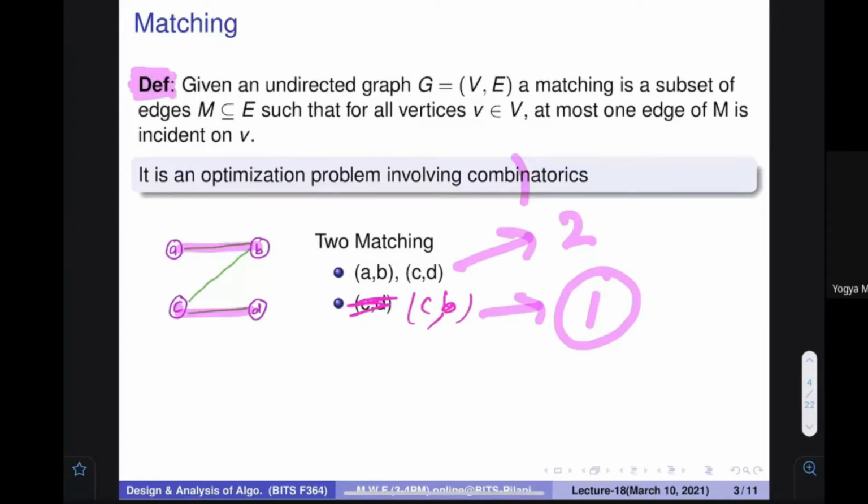So here is a small definition that is a right definition. We have just understood this particular concept without any formal definition. So the definition is this: given an undirected graph, matching is a subset of edges, such that for all the vertices, at most one, meaning not more than one edge of the M is incident on V. So essentially saying the same thing in different words.